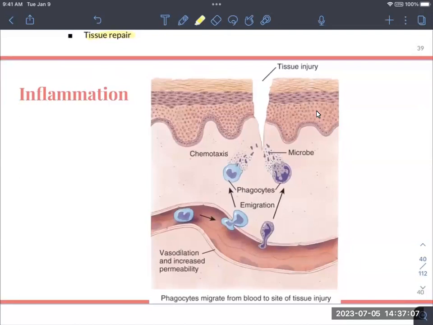So we've got tissue injury here in our skin. We have a microbe. These little microbes that have come into our system. We have our different phagocytes that have left the bloodstream. They have gone through emigration through those tissues to find these microbes that have gotten in. They are phagocytizing, they are engulfing all of these different microbes into them to break them apart to prevent us getting any kind of illness of any kind.